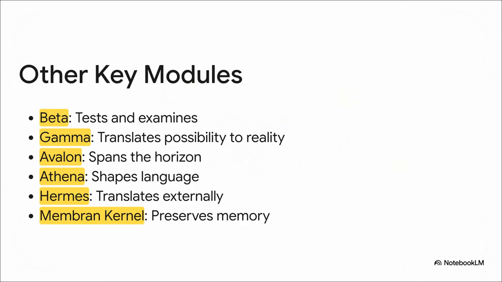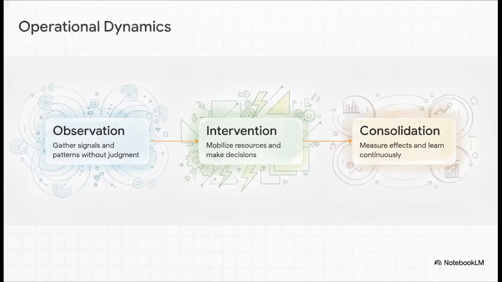To turn all of that theory into practice, the organism operates through graduated activation using 3 archetypal modes. It flows incredibly smoothly from observation, where it just gathers signals without passing any judgment, straight into intervention, where it actually mobilizes resources to act. And it always finishes with consolidation, measuring the real-world effects and feeding that data right back into the Membrane Kernel. It's this continuous, breathing loop of learning.